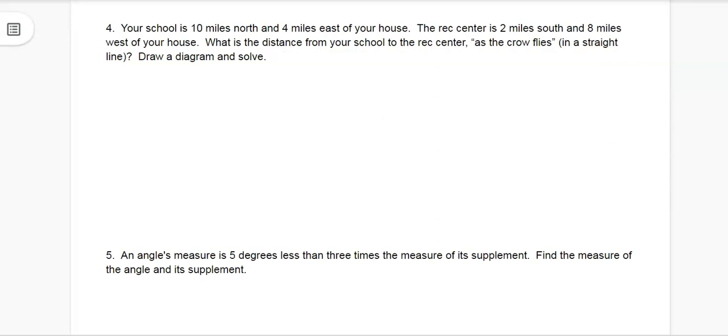All right, number 4. School is 10 miles north, 4 miles east of the house. The rec center is 2 to the south, 8 to the west of the house. So we're comparing from the house. If you want to on this one, you could use some graph paper. I'm not going to. I'm just going to kind of do it straight up. But we started our house here. If you're doing this on grid paper, I would make your house at 0, 0. Might make things a little bit easier.